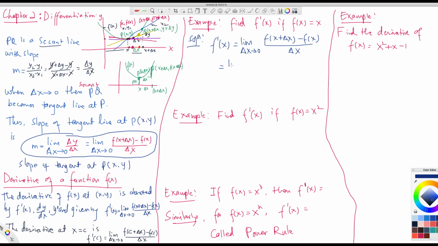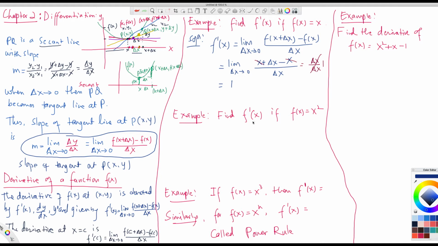That will give you, let me write down, the limit as delta x tends to 0 of x plus delta x minus f of x, which is basically x, divided by delta x. You see that? Now the x and negative x cancel out. So what is left is delta x over delta x, so you cancel out. So this is basically 1. So f prime of x is basically 1. Meaning, if the function is just x, then the derivative is 1. Okay? So let us do another example.